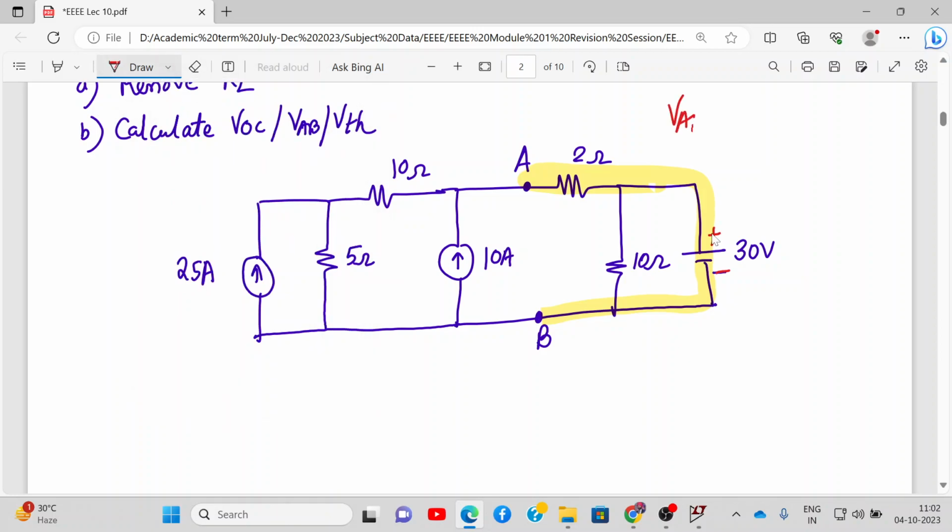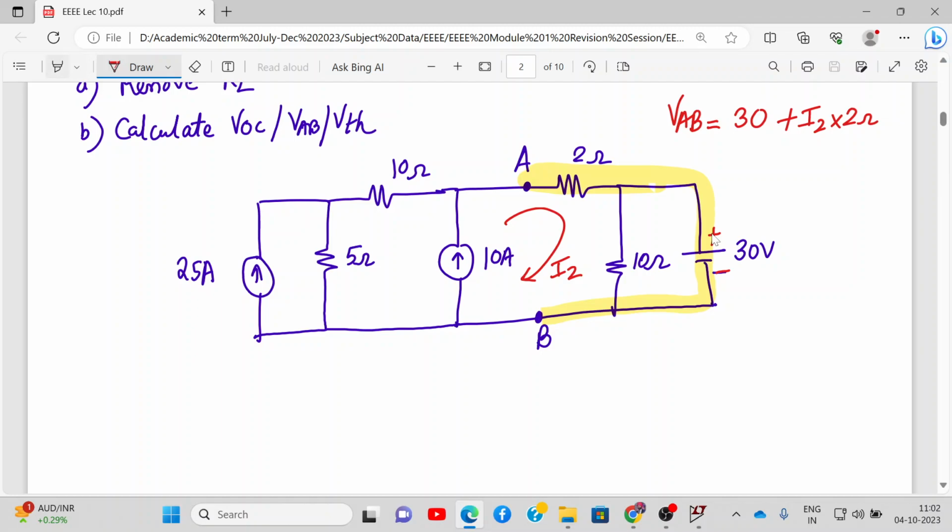So what will be VAB? We are going in this direction from B to A. Here there is a rising potential, so that will be 30. Let's say the current in this loop is I2. It is going opposite to the direction of the flow, so I2 and this flow are opposite. So it will be plus I2 into 2. So your VAB will be 30 plus I2 into 2 ohms. All right, so we need to find the value of I2.